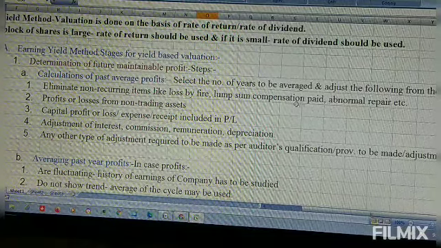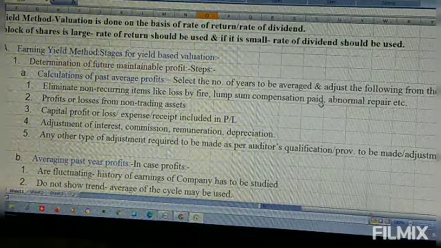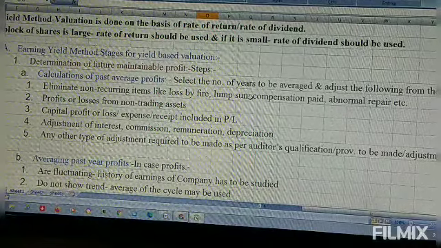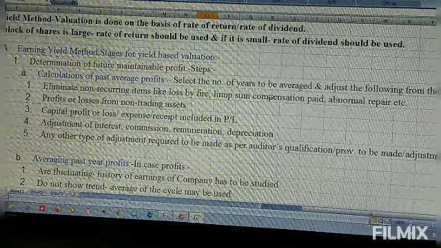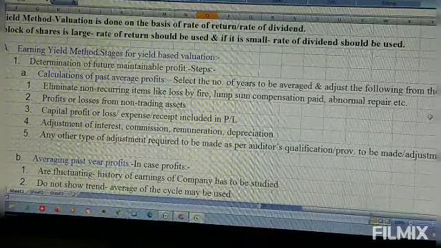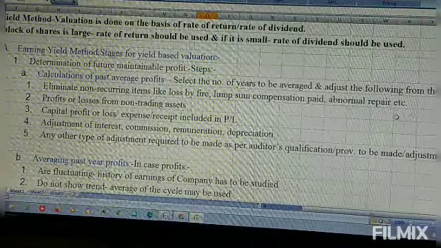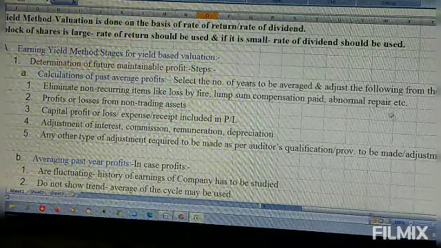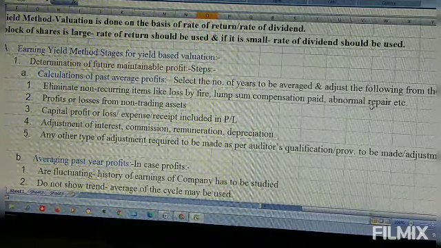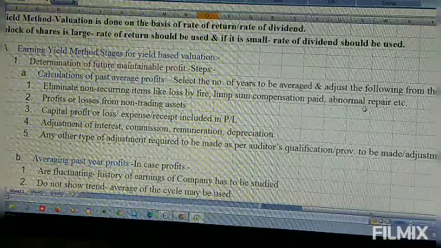Then lump sum compensation paid. If any compensation is paid to any employees for injuries or death, that should not be taken. Then abnormal repair also should not be taken. Normal repair can be taken. Repair expense must be debited to the P&L account, a small repair expense and all.